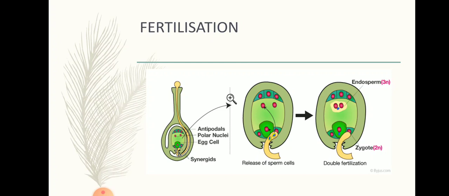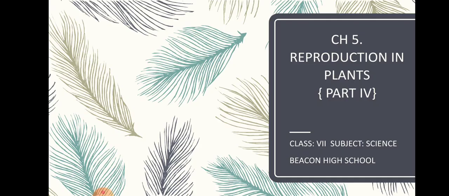The seeds germinate to produce new plants. You all know this, that whenever seeds fall somewhere or even when we sow them, they give rise to a new plant. So this is how sexual reproduction in plants takes place. Now the next part will continue in our next video.